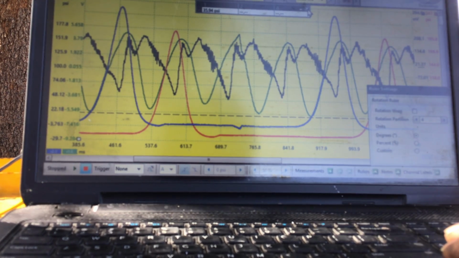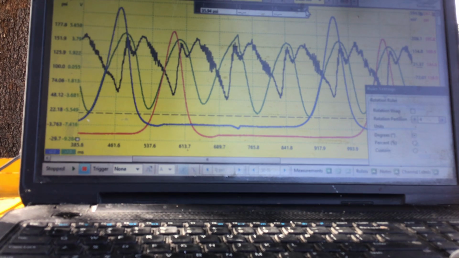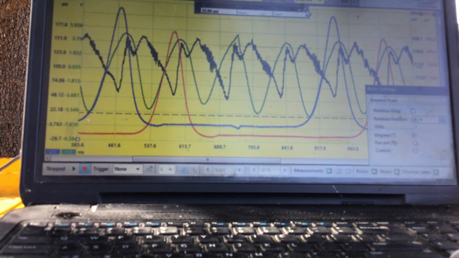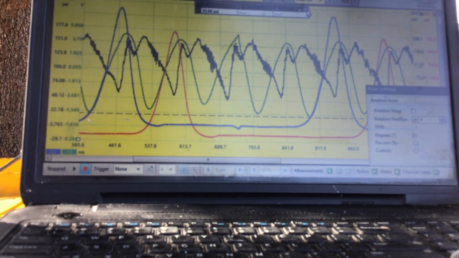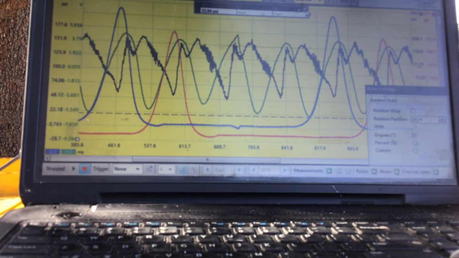So anyway, I will go to our next scenario. I will make the cylinder have a lack of intake valve lash. I will make the intake valve tight, and then we will look what that one looks like. Anyway, here we go.